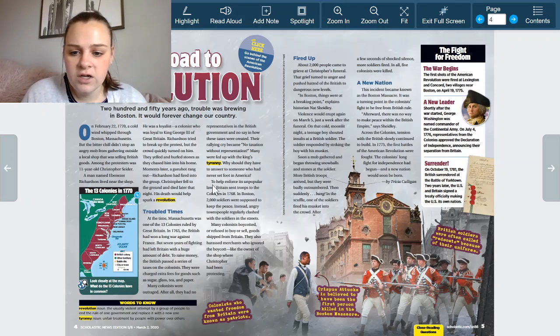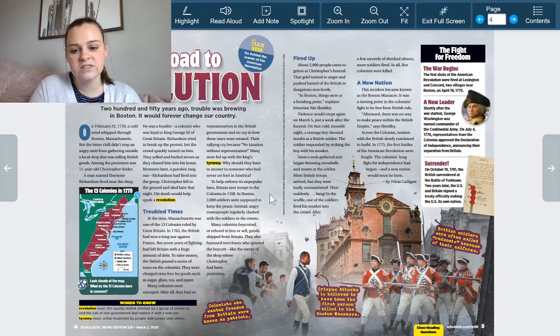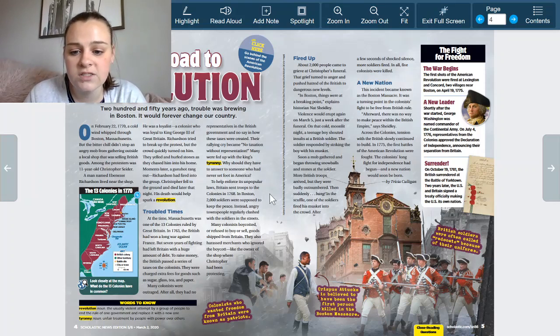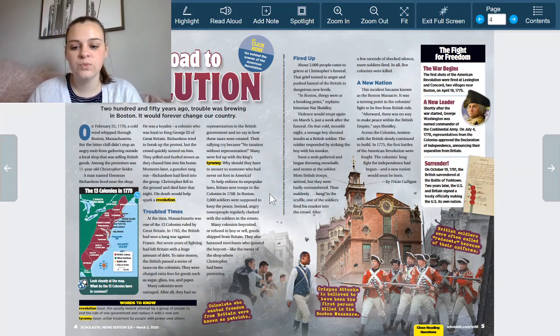To help enforce its unpopular laws, Britain sent troops to the colonies in 1768. In Boston, 2,000 soldiers were supposed to keep the peace. Instead, angry townspeople regularly clashed with the soldiers in the streets. Many colonists boycotted, or refused to buy or sell, goods shipped from Britain. They also harassed merchants who ignored the boycott, like the owner of the shop where Christopher had been protesting.